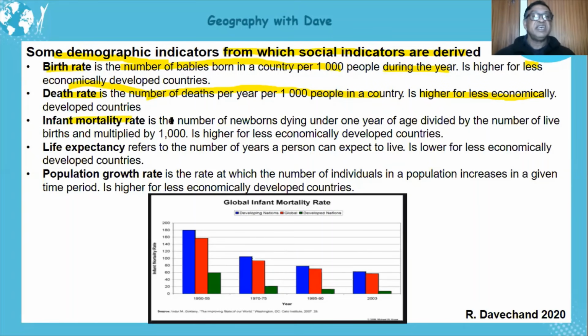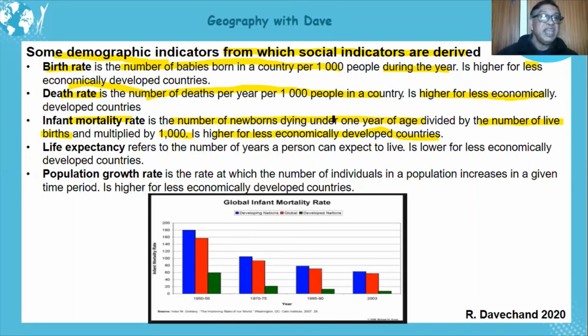Infant mortality rate, the number of newborns dying under 1 year of age divided by the number of live births, obviously multiplied by 1,000, tells you the number of people dying under 1 year. That's the main focus. And of course, again, it'll be higher for less economically developed countries because of lack of facilities, lower income, etc. But here again, learners, I'm giving you the full thing. If you know the number of newborns dying under 1 year of age, that is fine for us.